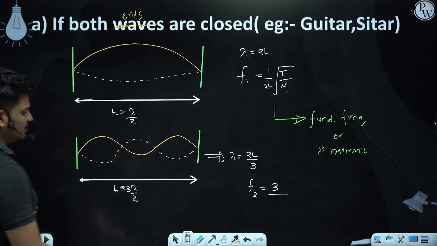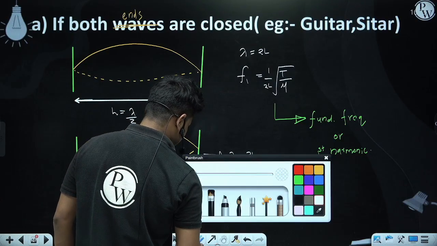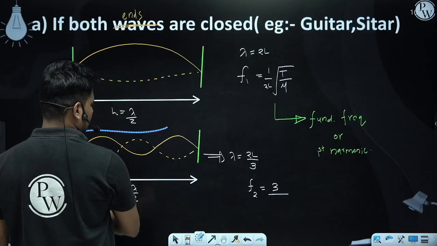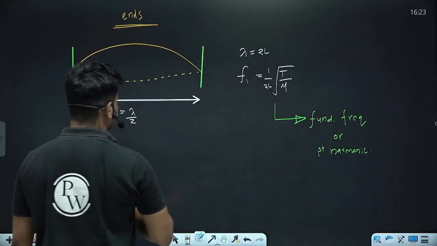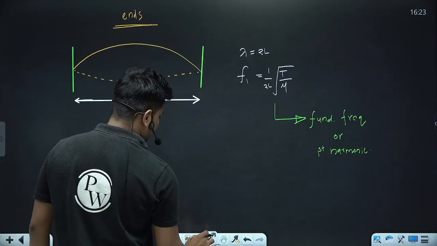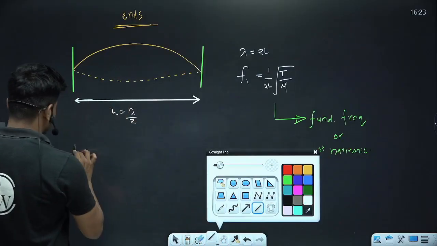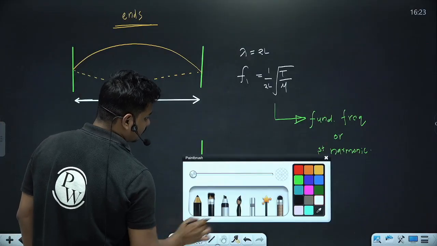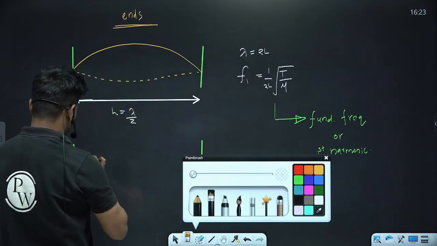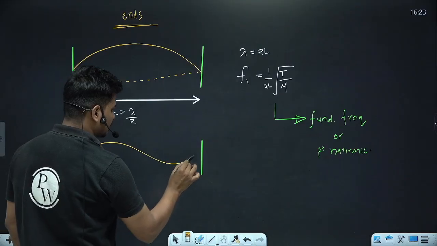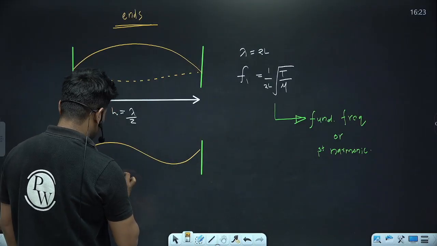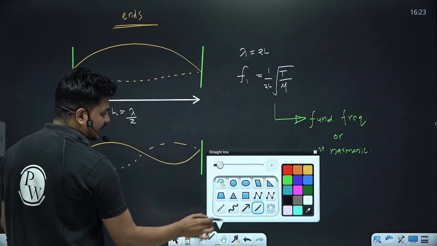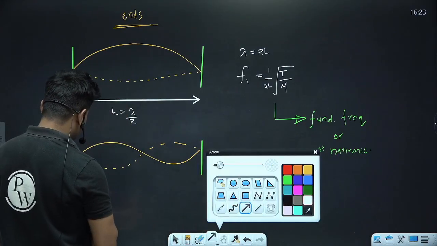Oh wait, I made one mistake. Sorry. So in here, look here, like this. What is the next possibility of wave formation? Like that. Okay, like that only. So I have drawn the third case actually. Okay, then next one. So what is the length of this instrument?